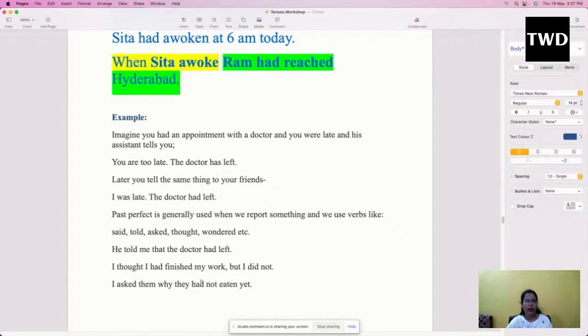I thought I had finished my homework. This is a different kind of example. I thought I had finished my work, but I did not. I asked them why they had not eaten yet. So here also we have got two clauses. First of all, some people had not eaten their lunch, and then I asked.